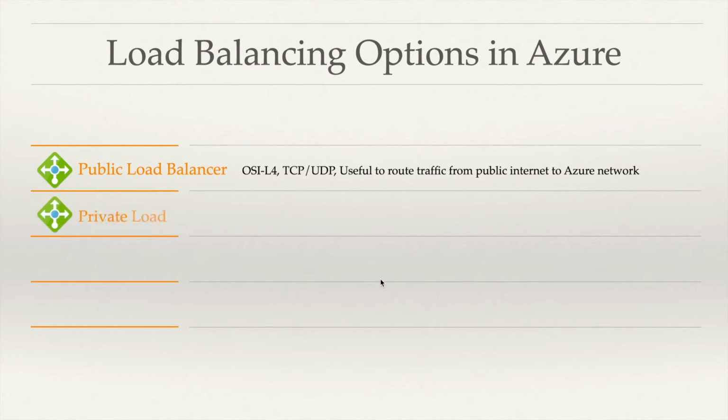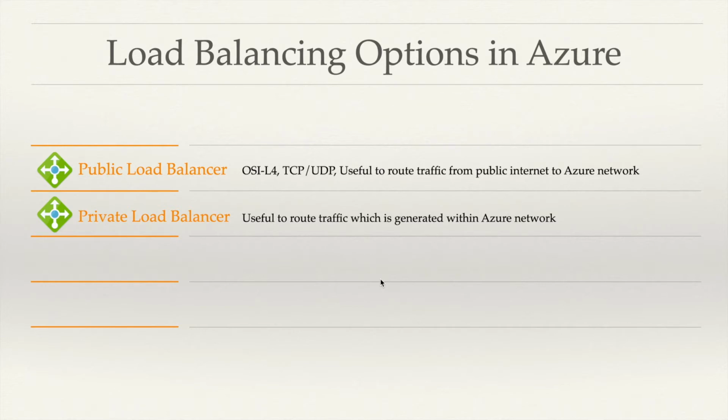Next is the private load balancer. Basically, private load balancer and the public load balancer are the same. The only difference is the private load balancer does not have the public IP address associated with it. So the purpose of the private load balancer is to distribute the traffic which is being generated within the Azure virtual private network, and it distributes the traffic basically from one subnet to another subnet.